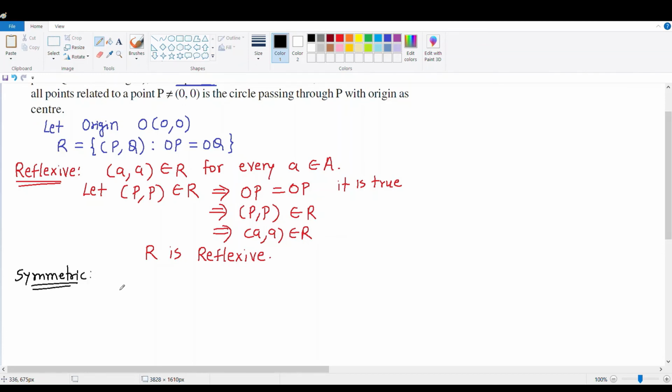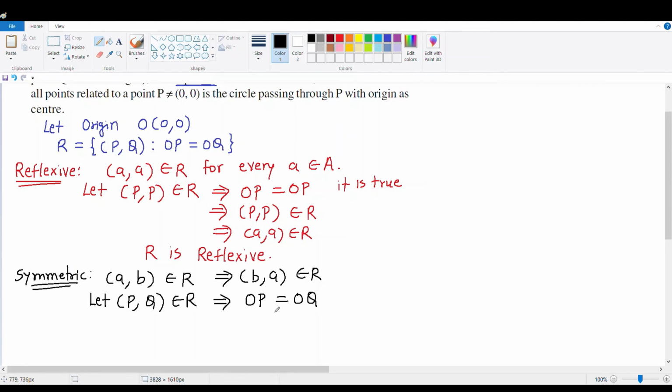Now for symmetric, the definition says what? That if you have (A, B) belongs to R, then you must have (B, A) belongs to R. Now for this, let (P, Q) belongs to R. Now if (P, Q) belongs to R, that means from this we can say what? That OP is equal to OQ. That means the distance of point P from origin is equal to the distance of point Q from origin.